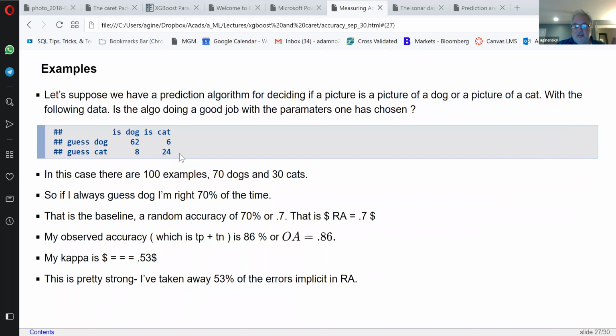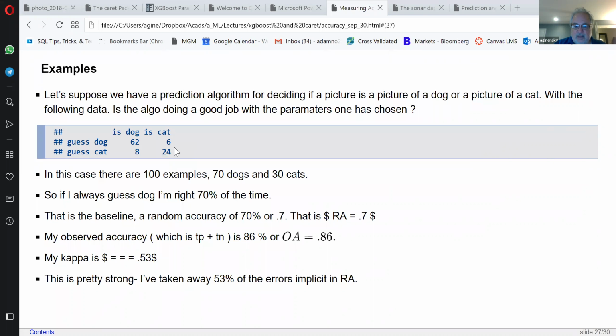Okay? And just to do one more example, another 100 things. Professor, in the previous example, how did we get the random accuracy? I didn't follow that part. Sorry. Well, random accuracy is to guess the dominant class. There are 70 dogs and 30 cats, right? So random accuracy is to always guess dog. If I guess dog, I'm right 70% of the time because 70 of the pictures are of dogs, right?